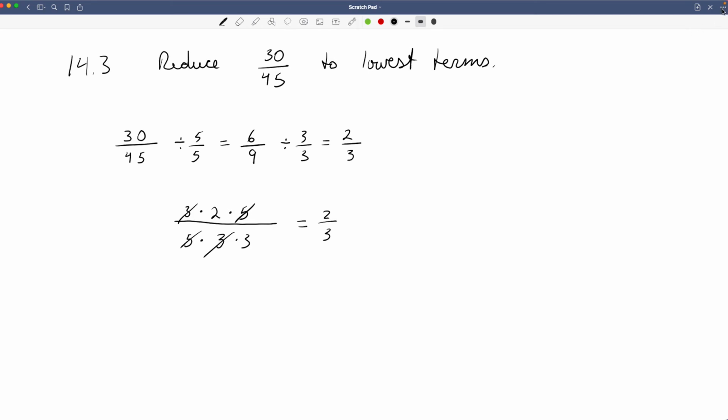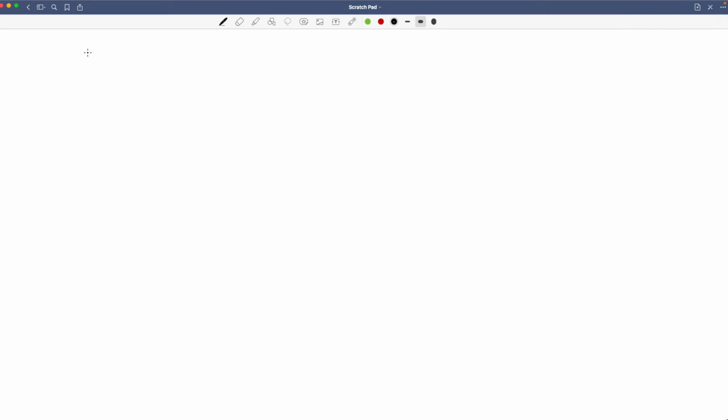So let's do one more. We are going to reduce 16 over 32 using the GCF of both of those, the GCF of 16 and 32.